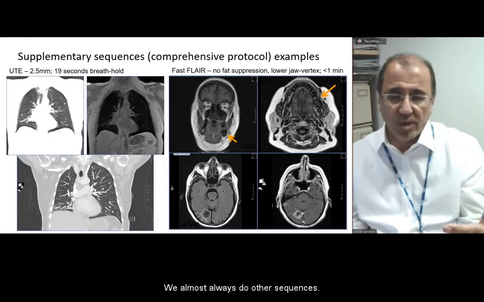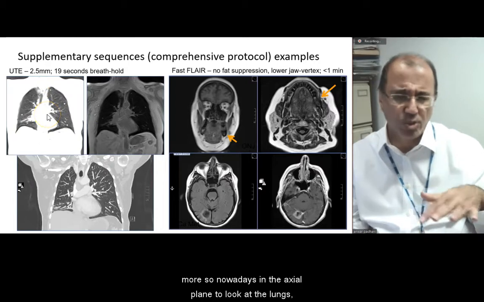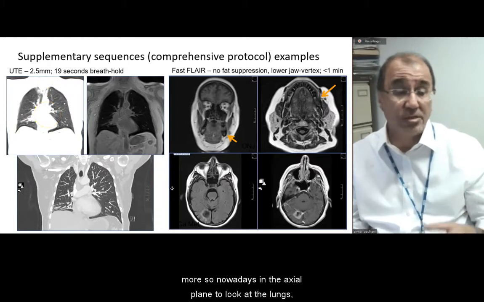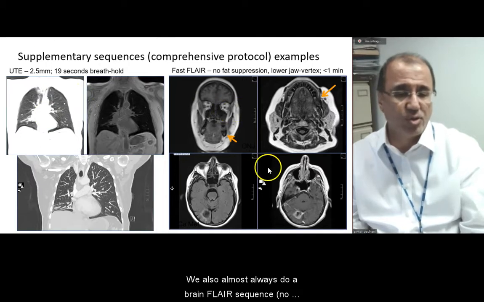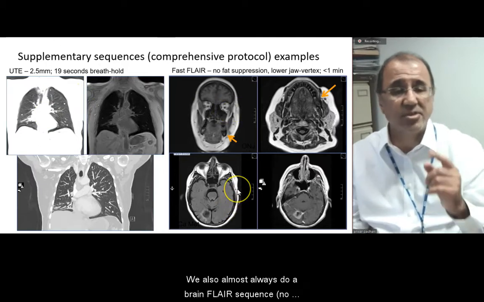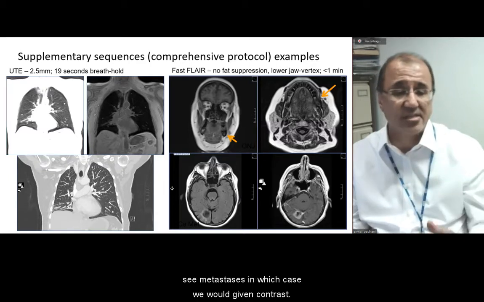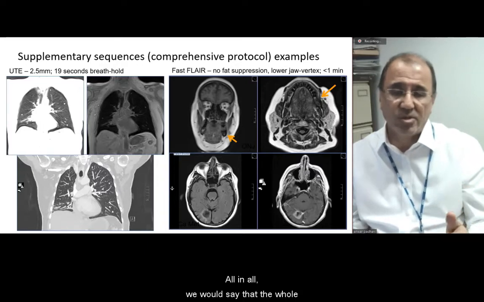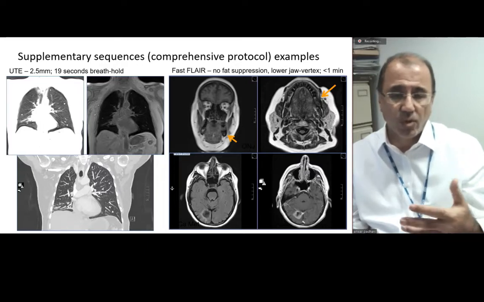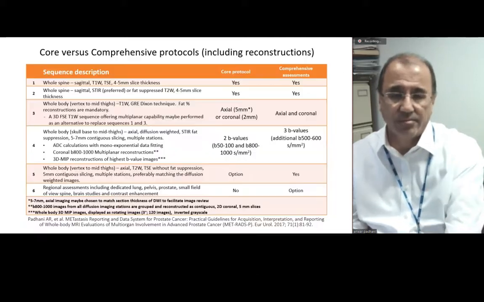We almost always do other sequences. So we do a UTE sequence, usually in the coronal plane, but more so nowadays in the axial plane, to look at the lungs, and it's very effective for that. We also almost always do a brain FLAIR sequence, and this enables us to look at osteonecrosis of the jaw, and we may see metastasis, in which case we would give contrast. All in all, we would say that the whole comprehensive sequence should take less than 1 hour.